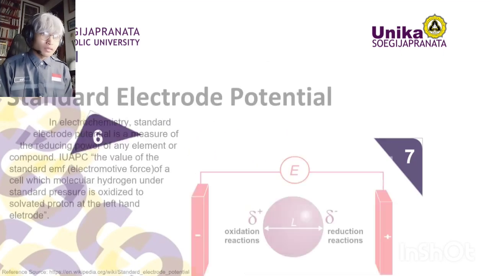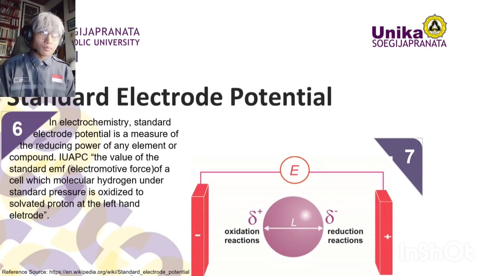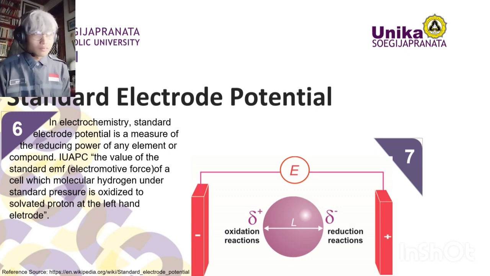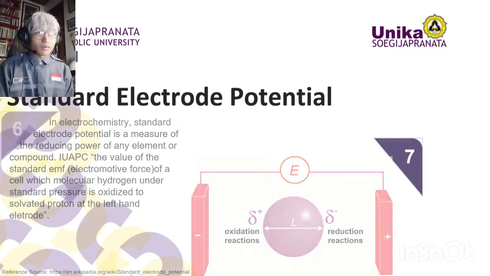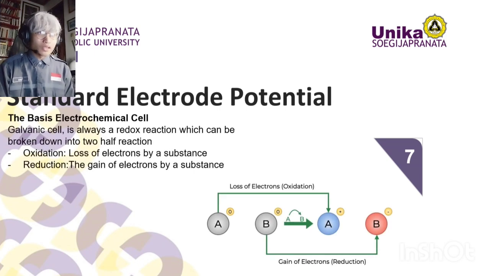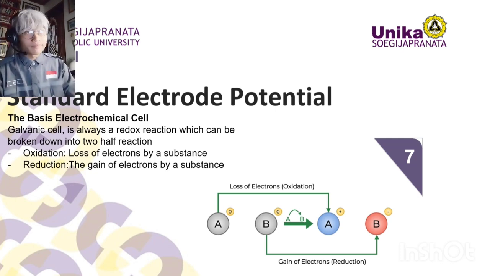Six, standard electrode potential. In electrochemistry, standard electrode potential is a measure of the reducing power of any element or compound, equal to the value of the standard EMF, electromotive force, of a cell in which molecular hydrogen under standard pressure is oxidized to solvated protons at the left-hand electrode. The basis of an electrochemical cell, a galvanic cell, is always a redox reaction, which can be broken down into two half reactions: oxidation, loss of electrons by a substance; and reduction, gain of electrons by a substance.